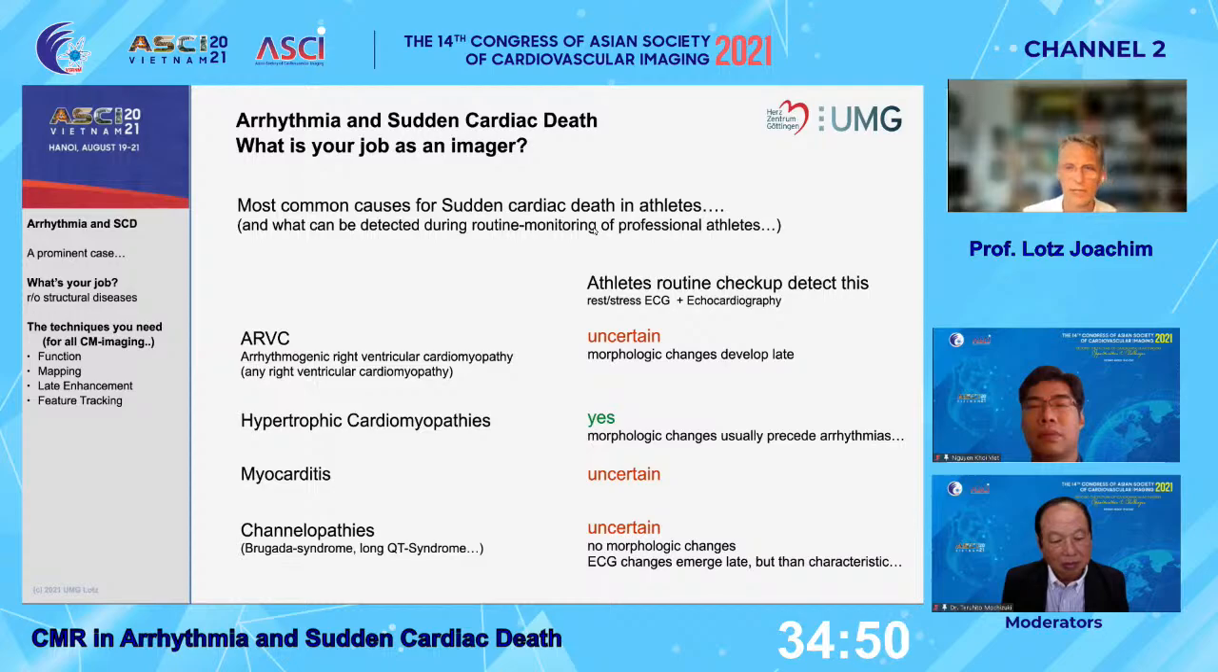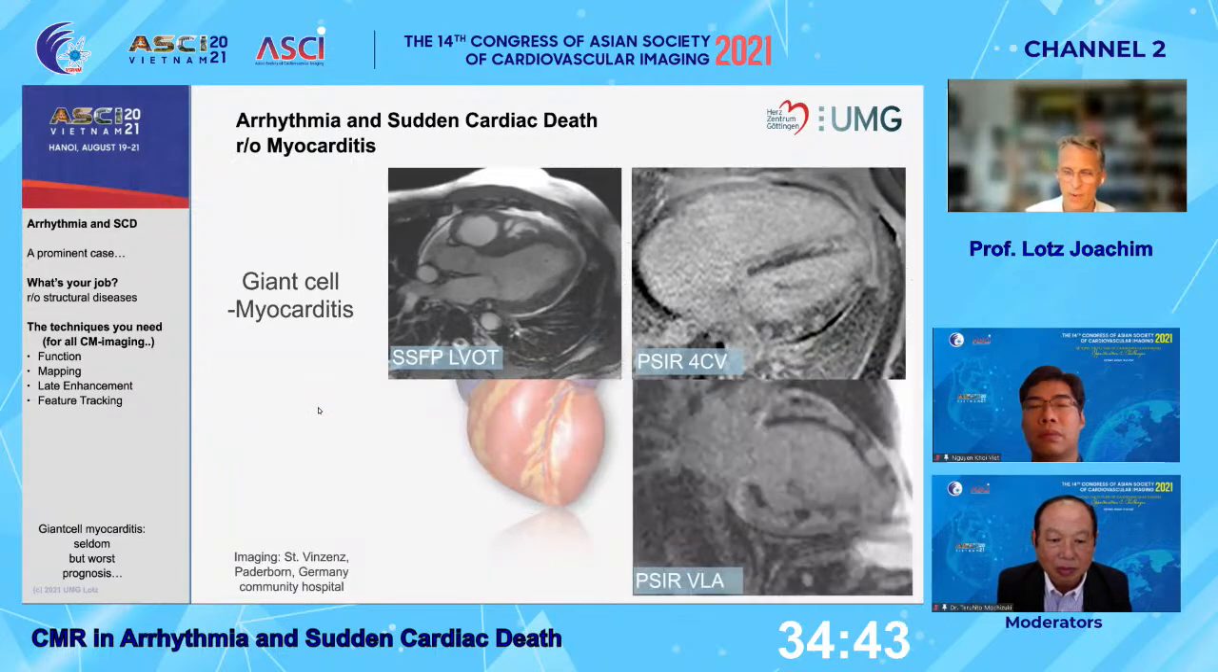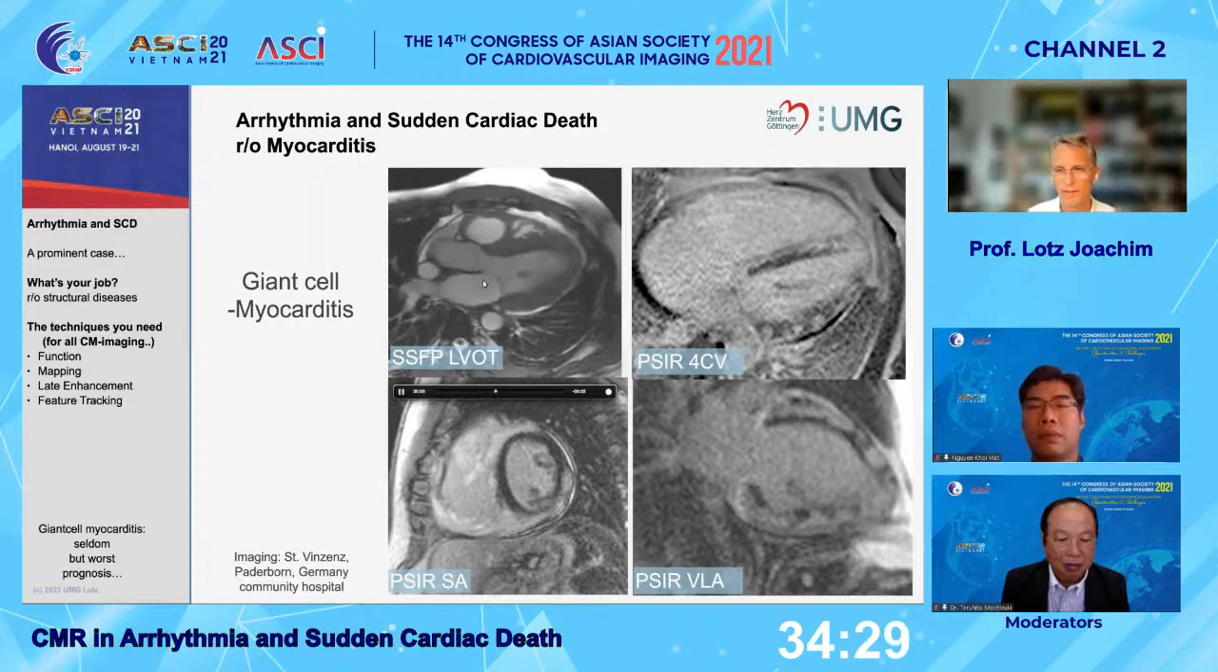Myocarditis for sure is one of the most important diseases we have to look at in the MRI, because it's one of the most difficult diagnoses to be made by a clinical cardiologist alone without any imaging. This one is for sure a very seldom but most severe form of myocarditis, but it exemplifies the changes you might see. You see here a 20-year-old patient coming from a community hospital where these images were made.